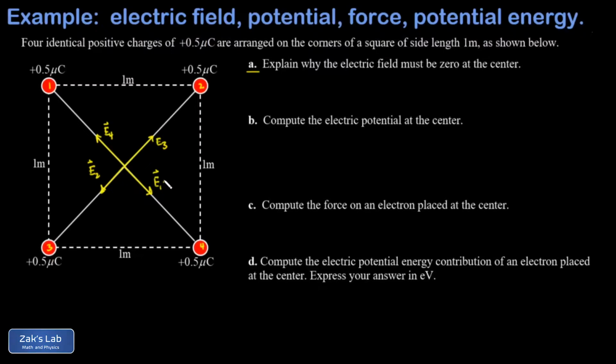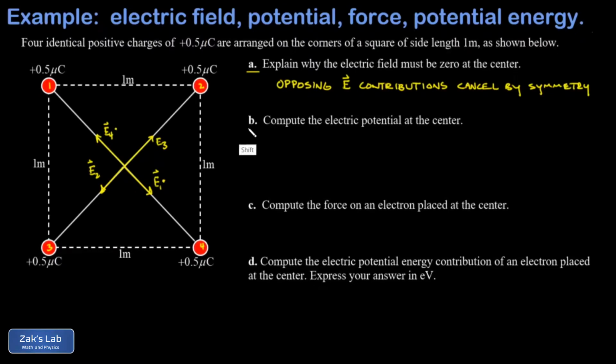And I can see, for example, that E4 added to E1 results in a vector of length 0 because I'm adding 2 vectors head to tail that have the same length but opposite directions. In other words, these just cancel out. And the same is true for E2 and E3. So the resultant vector sum for these 4 vectors is simply 0. So I could say our official answer is that opposing electric field contributions cancel by symmetry.